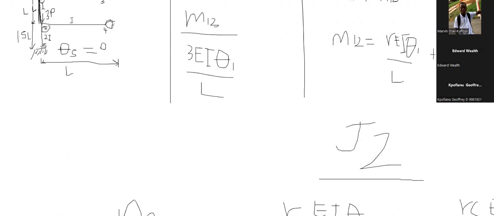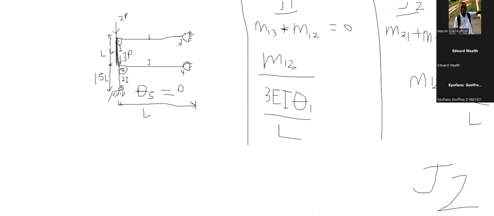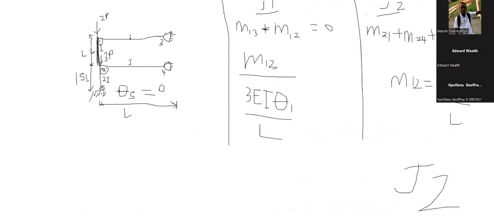Let's continue. So we are doing what? We are moving to M25. After that, we do the M24. We did it already: 3EI theta 2 over L. It's here.